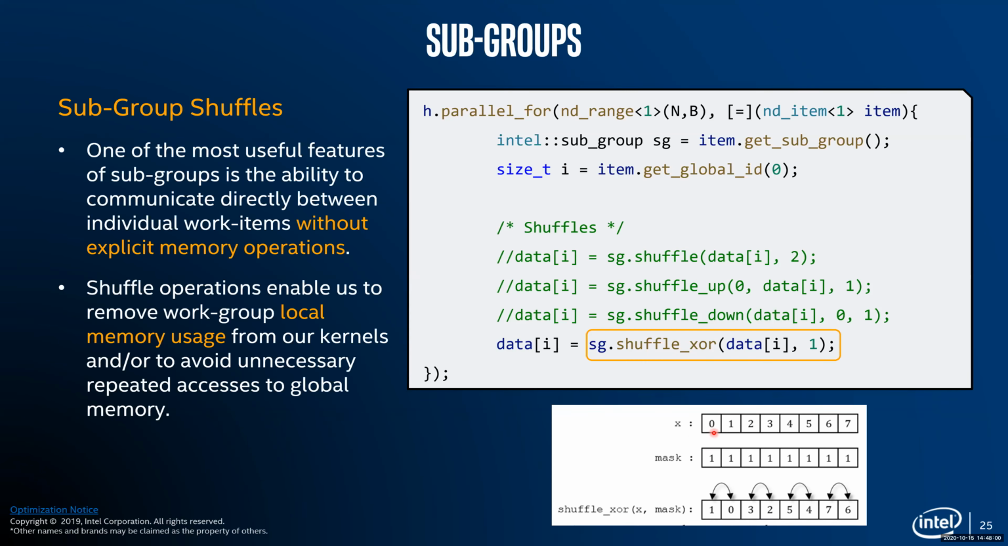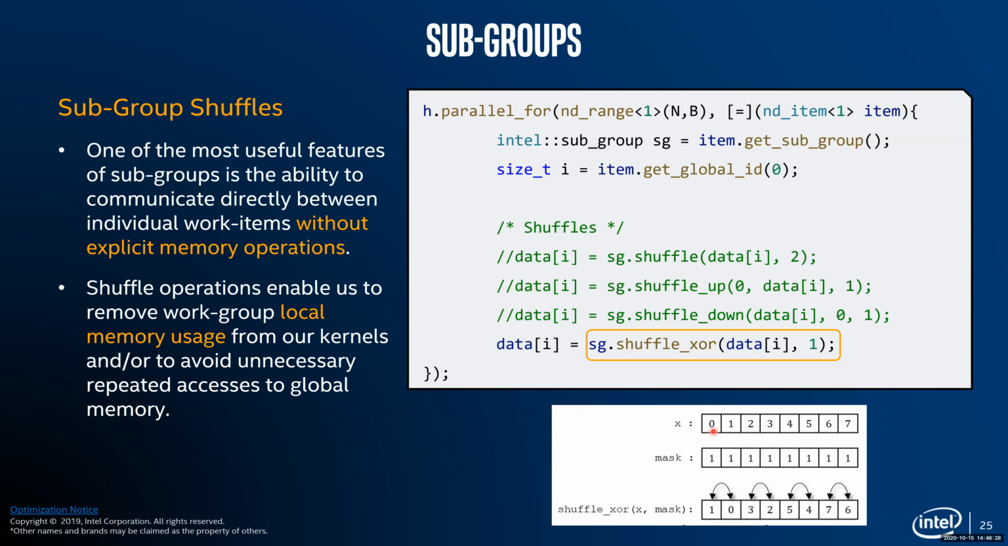Shuffle XOR, essentially what it's doing is it gets the value of the adjacent element, and we are swapping it in this case because we are saying data of I equal to shuffle XOR of data I. So in this case, the value of 0 will actually get the value of 1 here, and then the value of 1 will be replaced with value of 0. So that's what's happening.